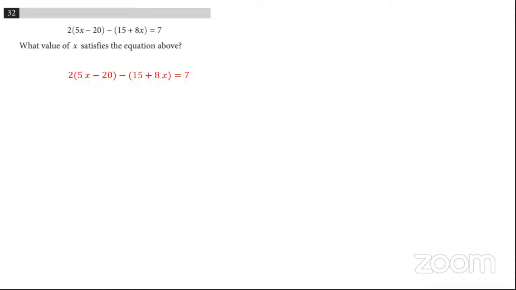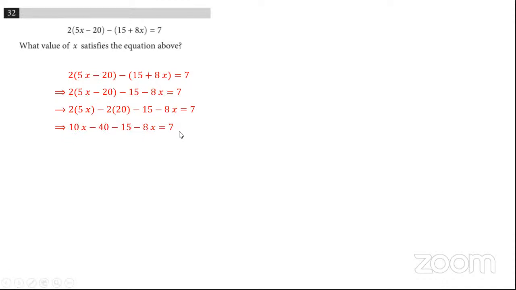So basically, the equation is 2 into 5x minus 20 minus 15 plus 8x is equal to 7. We'll open the brackets. I open the second bracket first. We'll have minus 15 minus 8x equal to 7. Now open the first bracket. We'll have 2 into 5x minus 2 into 20 minus 15 minus 8x is equal to 7. This equals 10x minus 40, minus 15, minus 8x equal to 7.